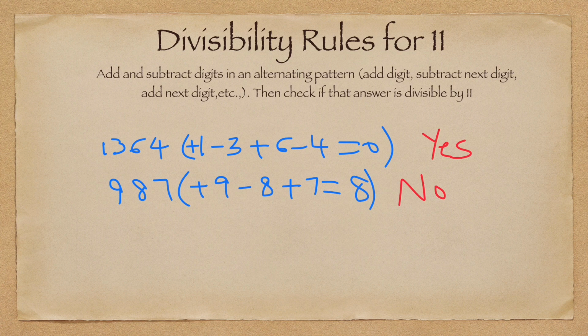If you take 987, add 9, subtract 8, add 7, gives you the answer 8. It's not 0, the remainder is not 0. So the number 987 is not exactly divisible by 11.